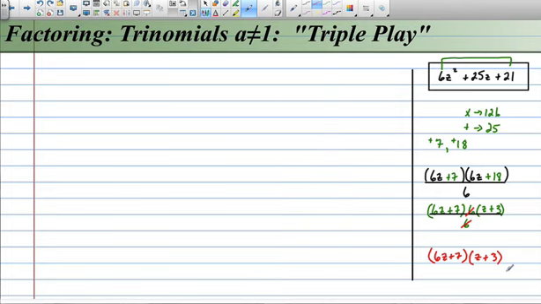Now I just want to stress triple play is not a typical algebraic method that mathematicians use. However, it is useful. If you like the method, use it. Bottom line is we need to know how to factor. Just don't confuse the method with our traditional algebraic rules.